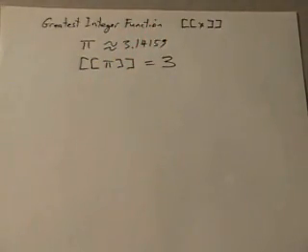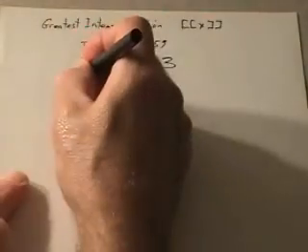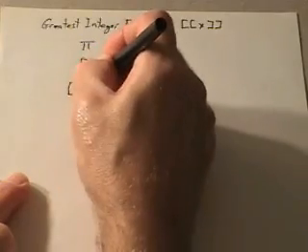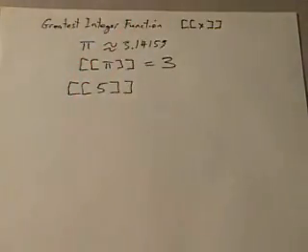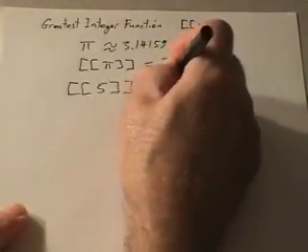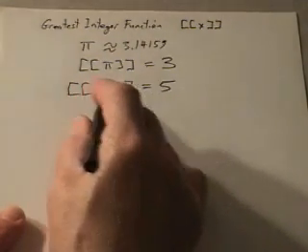That's the largest whole number that's less than or equal to pi. What if I asked you for the greatest integer in 5? What is the largest number that is less than or equal to 5? Well, that's pretty obvious. That's 5. That's the largest number that is less than or equal to 5. So it's not a big deal for numbers like that.